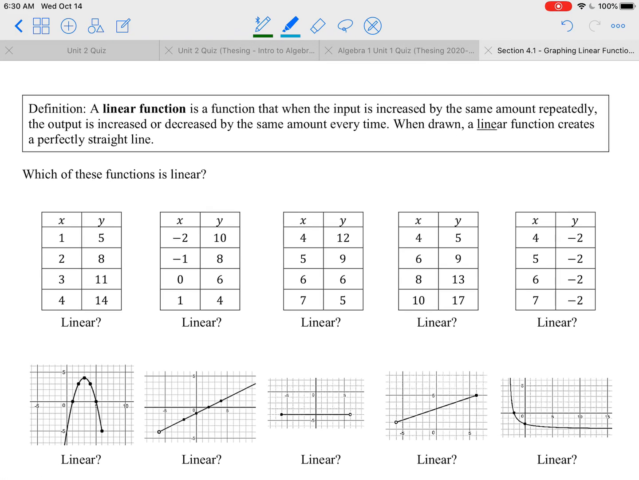So the definition: a linear function is just a function where, when the input is increased by the same amount repeatedly, the output is increased or decreased by the same amount every time. So when you draw them, a linear function creates a perfectly straight line. Let's look at the table here. It's a lot easier to look at pictures and say, oh yeah, these are linear, and these two obviously are not linear. But you can tell from a table pretty quickly too.